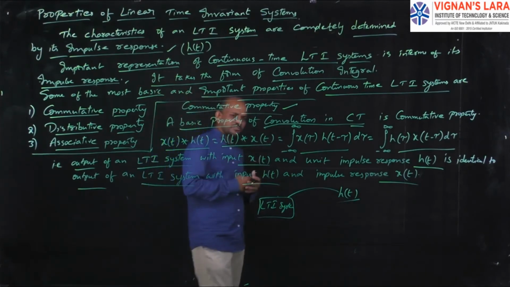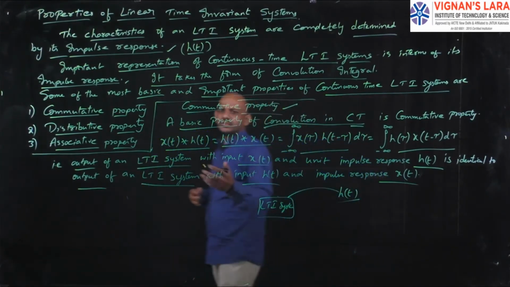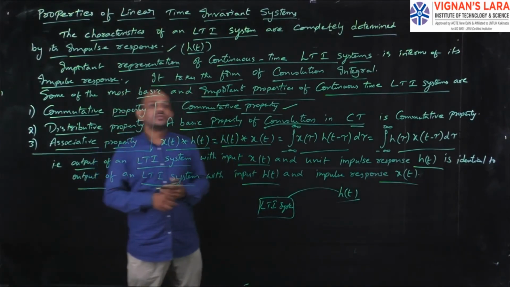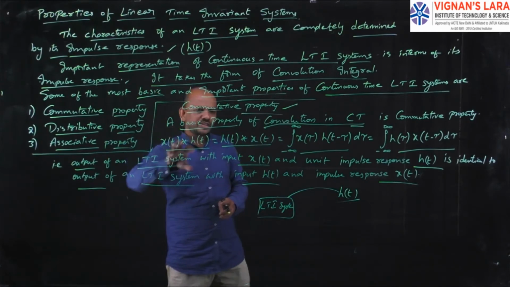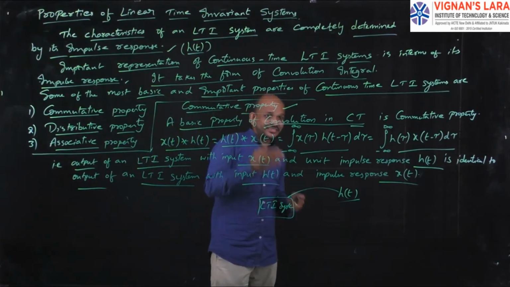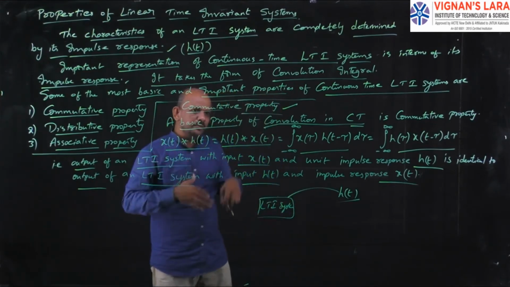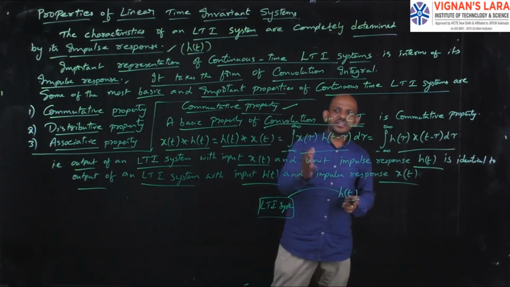If I know the impulse response and the input of the system, how can I get the output? The output is nothing but the convolution of that input with the impulse response. In the first case, the input is x of t and the impulse response is h of t, so x of t convolution h of t. In the second case, if h of t is the input and x of t is the impulse response, then the output is h of t convolution x of t.